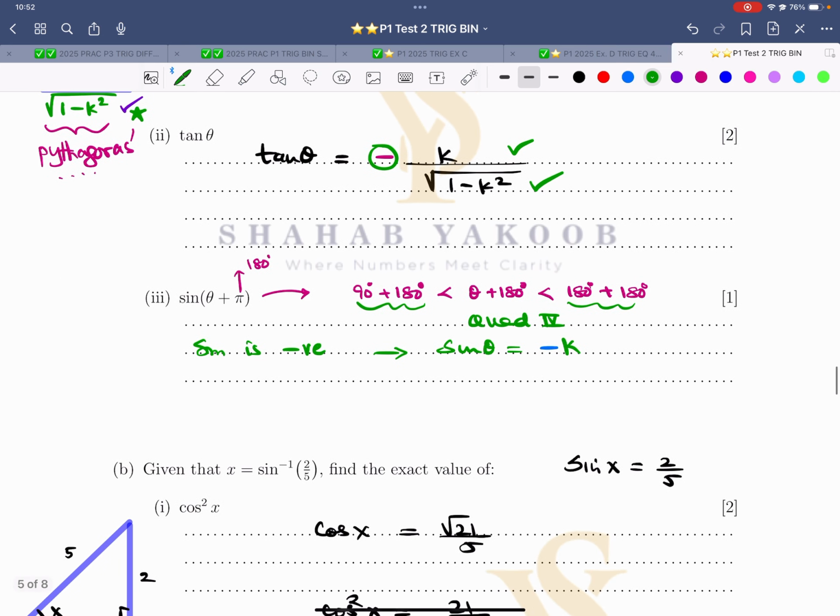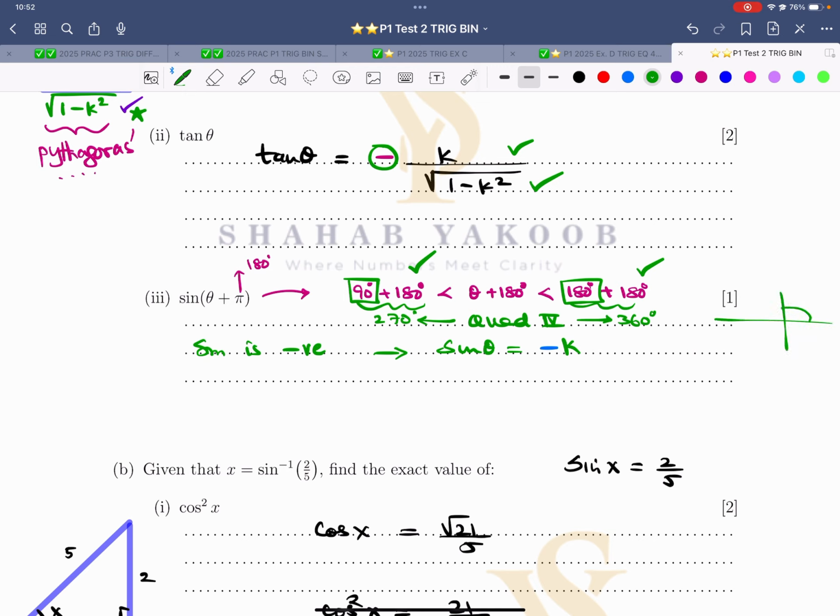Now it says sine of theta plus pi. Now pi is 180 degrees. Currently the quadrant was between 90 and 180. So the quadrant was initially between 90 and 180. When I add 180, what happens? 90 plus 180 is 270. 180 plus 180 is 360. Now where is it lying? It's lying in the fourth quadrant.